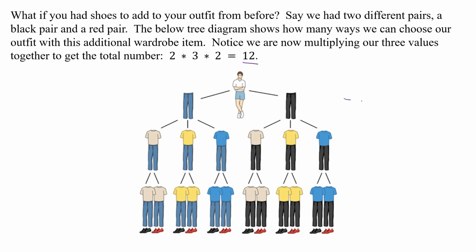Because from here to here, we took 2 times the 3, and then from here to here, we had two more choices. So we took that times 2 and multiplied all together. That gave us 12. And again, just add up the last row here, and we see that there's 12.